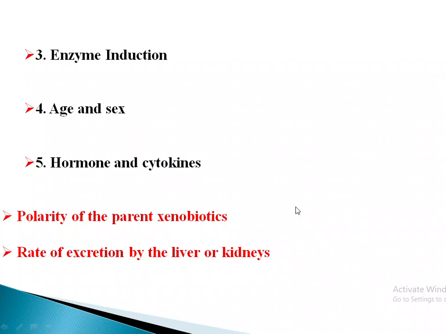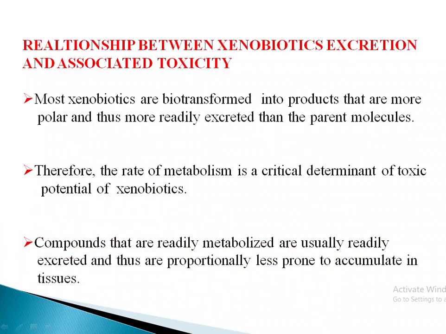Enzyme induction or inhibition may affect the rate of clearance and hence the rate of biotransformation. The expression of various cytochrome P450 enzymes is age and sex dependent. Again, the expression of various cytochrome P450 enzymes can also be regulated by hormones and cytokines through nuclear receptors. In addition, there are other factors that affect the level of xenobiotics in the body, which include the polarity of the parent xenobiotic and the rate of excretion by the liver or kidneys.